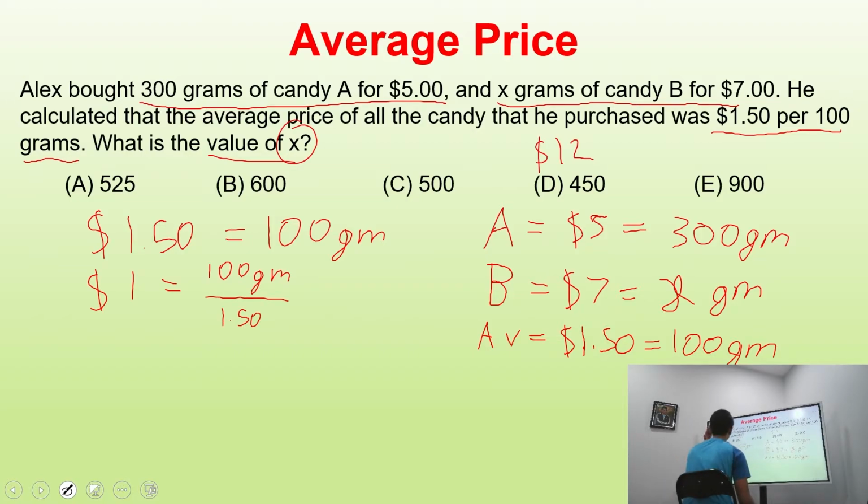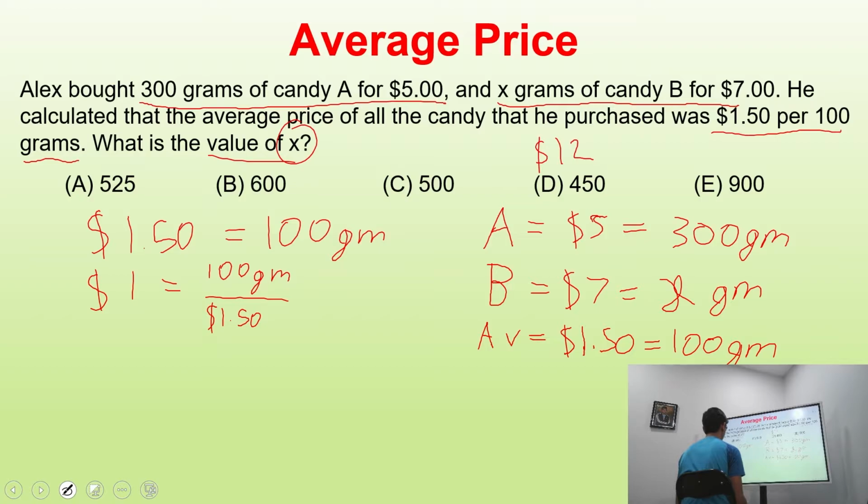Since we want to move $1.50 to the other side, we have to divide both sides by 150. So 150 gets cancelled over here, and then it gets added over there. So here we already solved for what $1 is. $1 worth of candy is basically equal to 100 grams divided by $1.50. So this is how much it costs for one piece of candy.